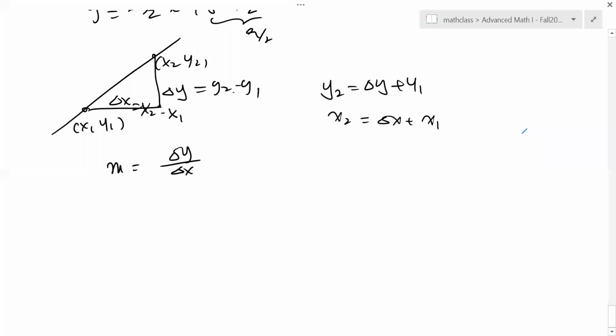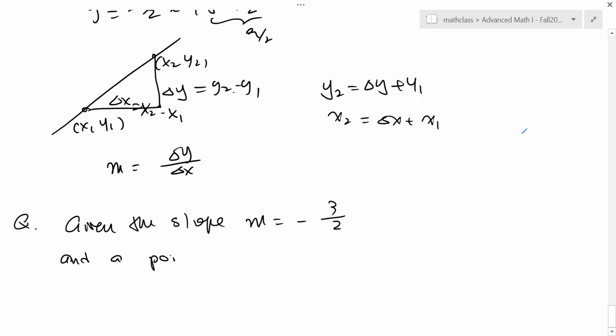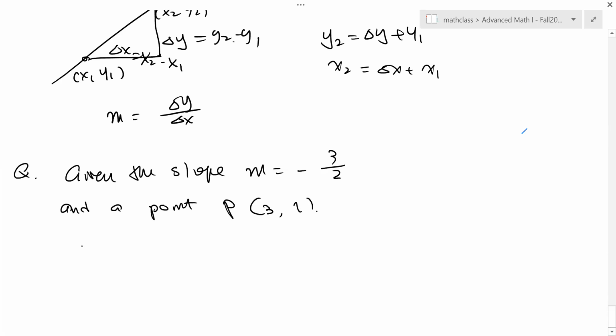So let's see. Okay, but for a slope, here's the question. Given the slope m equals negative 3 over 2, and a point P with coordinates 3 and 1, okay? Using the given information, find a point other than the given one.